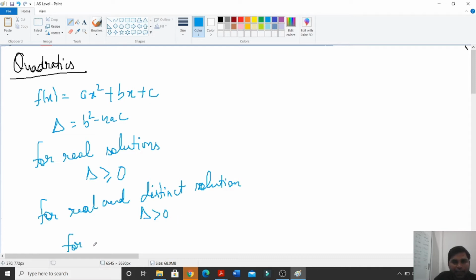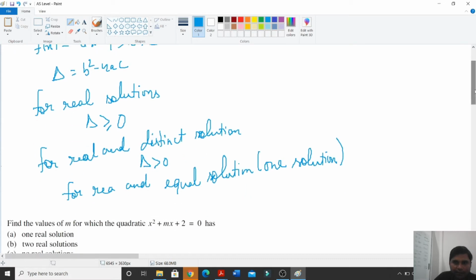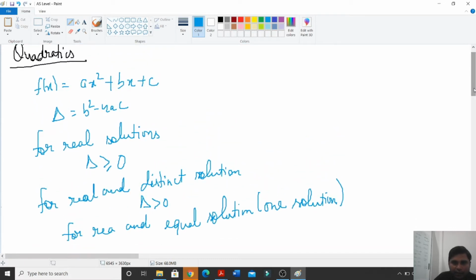For real and equal solution, or you can say one solution, the discriminant delta is equal to 0, right? And for no solution, discriminant is less than 0.